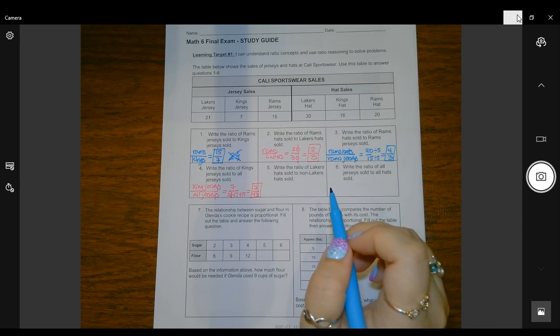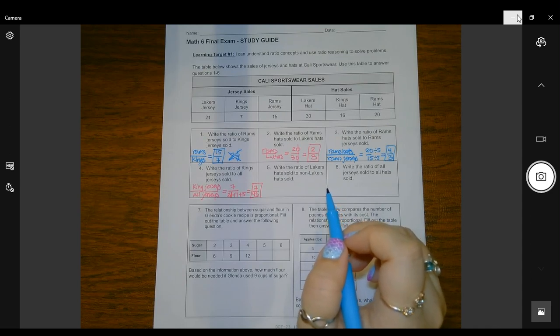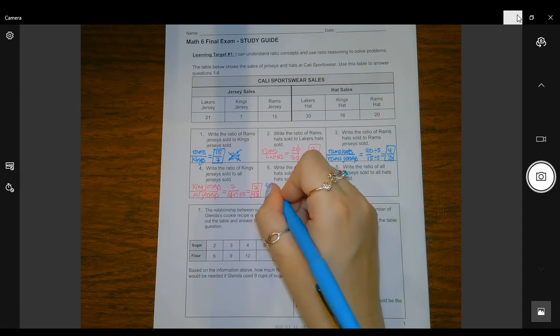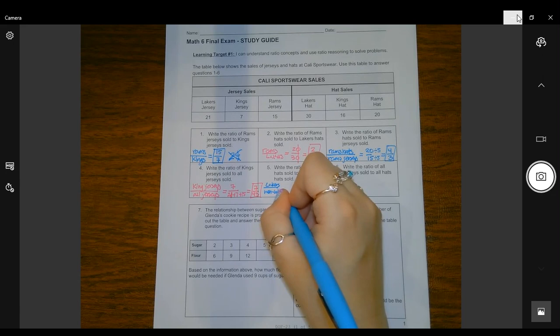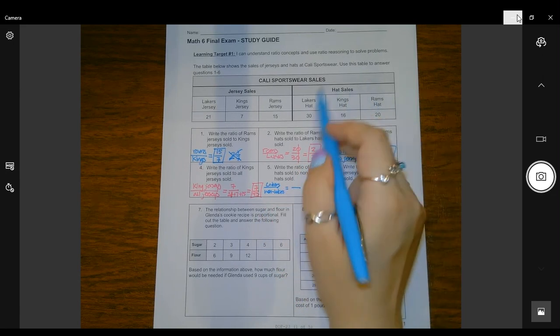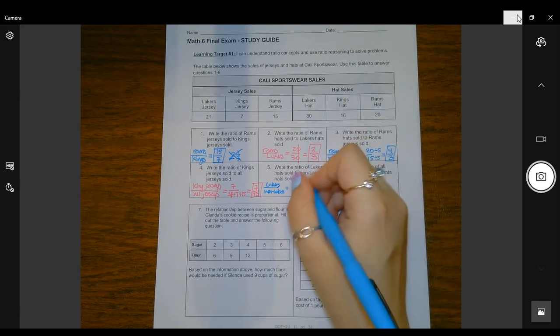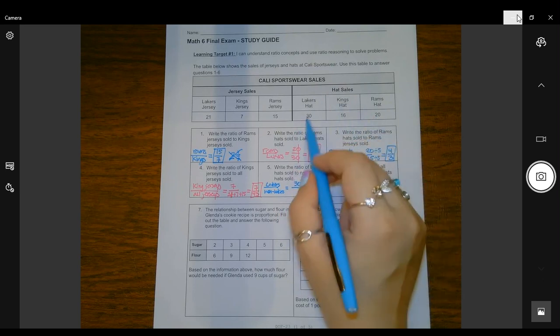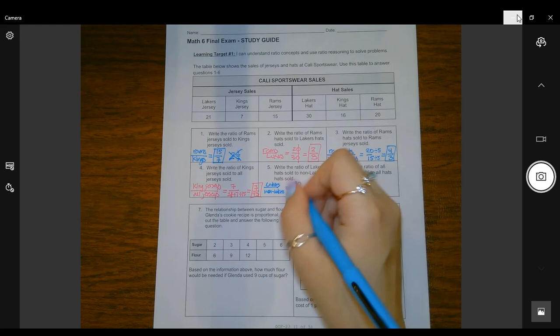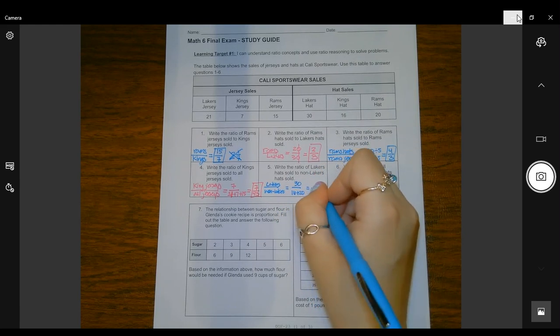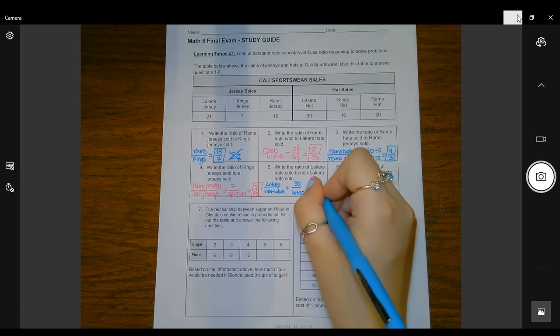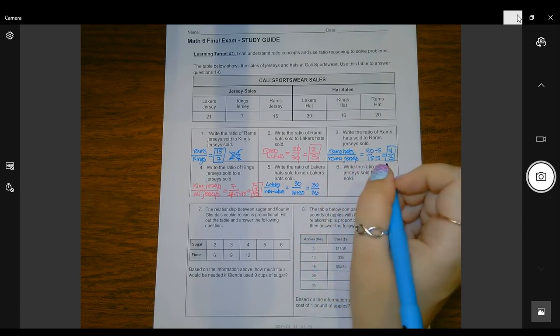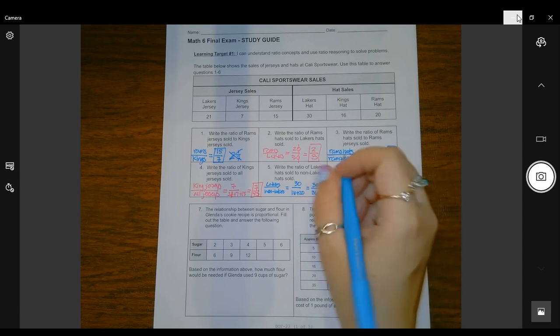Okay, write the ratio of Lakers hats sold to non-Lakers hats sold. Okay, so Lakers to non-Lakers. And we're focusing on the hats. So in the hat section, we're focusing on the Lakers hats. That's 30. And then the non-Lakers hats. So this time, instead of doing the total, we're going to do everyone but the Lakers hats. So that would be 16 plus 20. And 16 plus 20 is 36. And 30 is on top. What can go into both 30 and 36? 6 can.